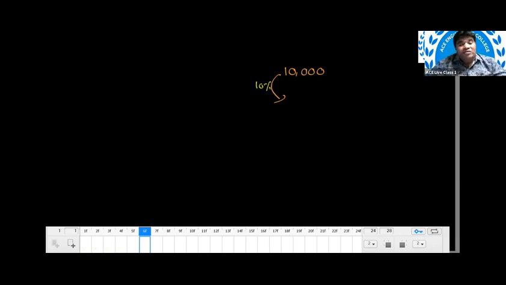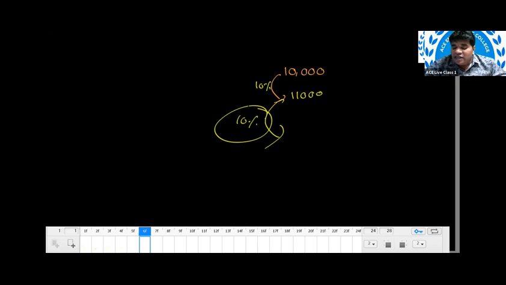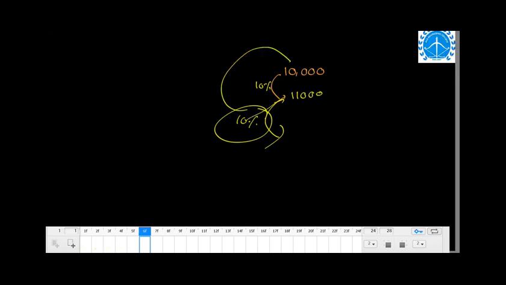In 10,000, 10% means remove one zero, that is 1,000. So 10,000 plus 1,000 becomes 11,000. Again next year, increased or decreased? Increases. So again increased by 10%. Now, is this 10% increase on 10,000 or on 11,000?